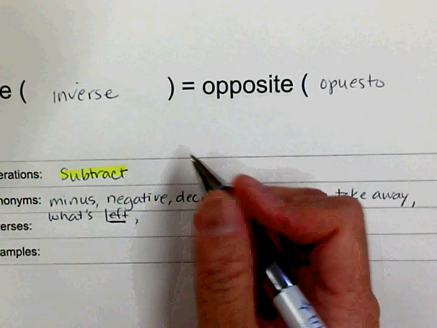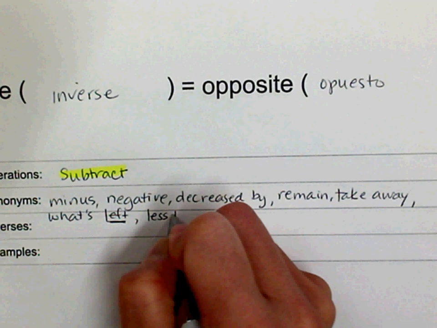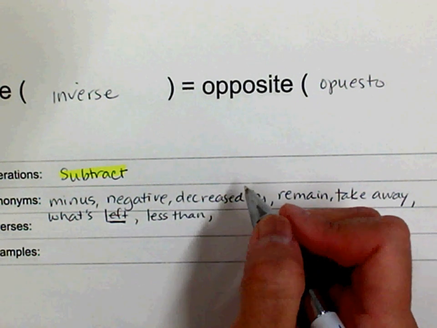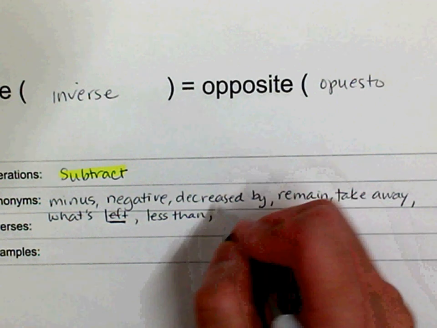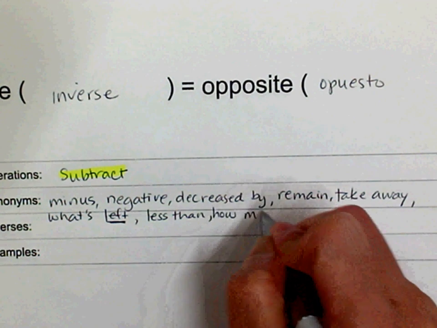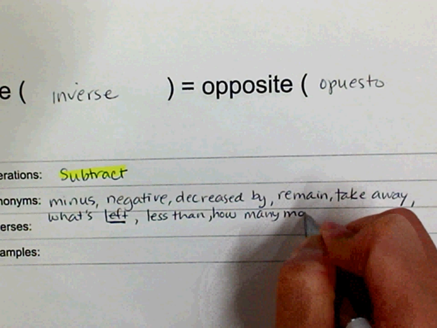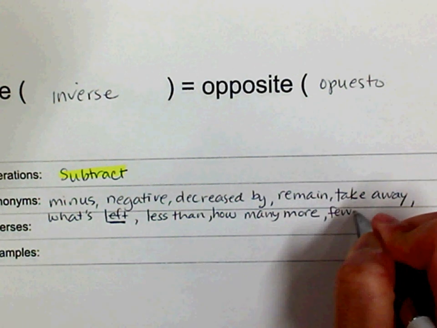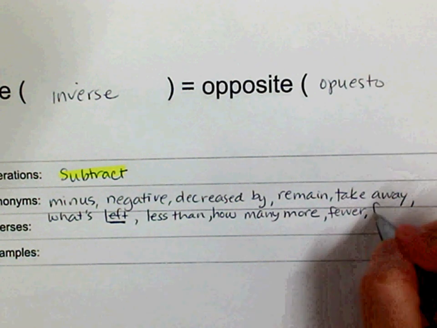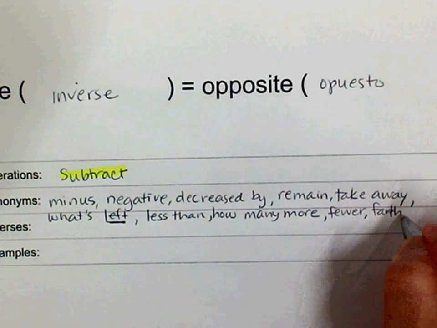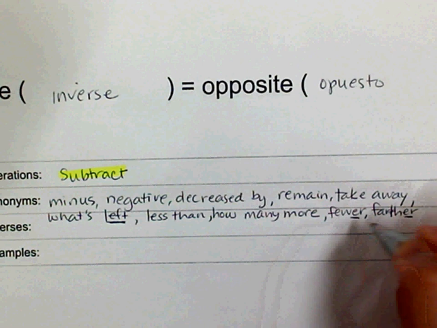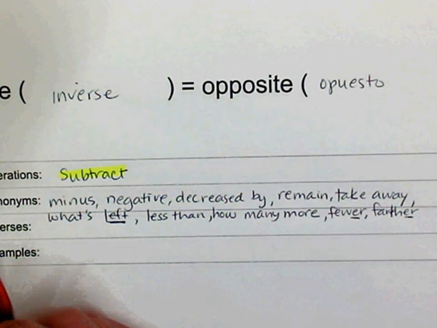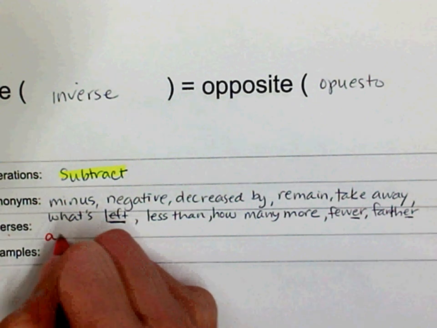Less than is another one. Some words such as how many more? All this means subtraction. Sometimes you'll see the word fewer or the word further. So anything that pretty much ends in an ER, you're comparing, so you're going to subtract. The opposite, or inverse, is you add. Okay.